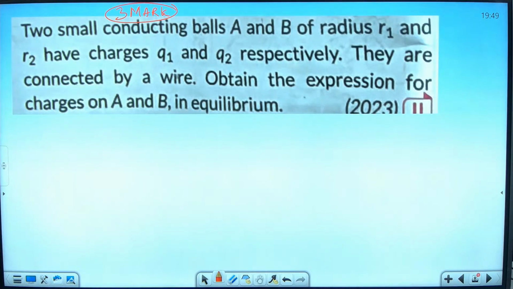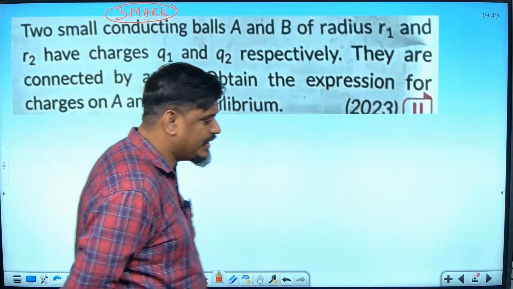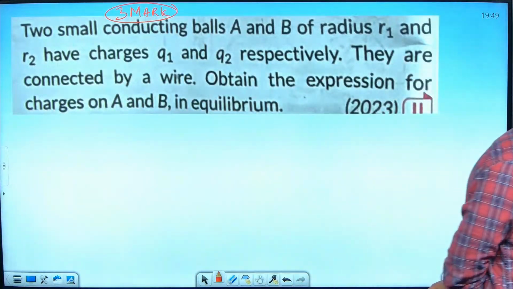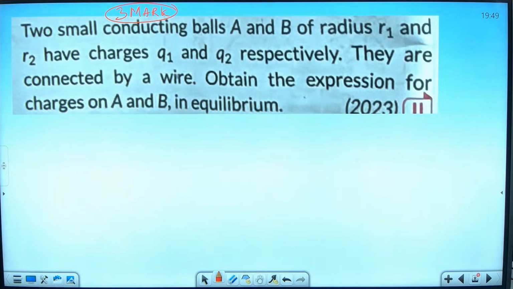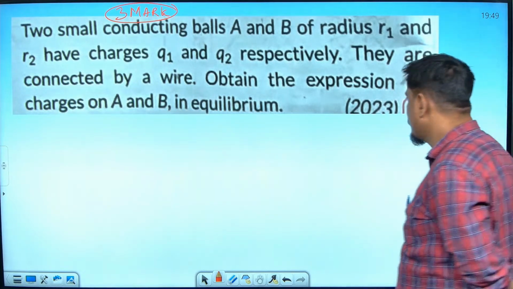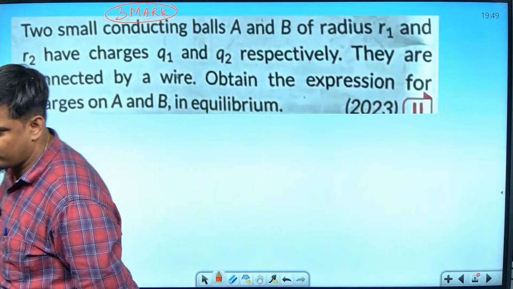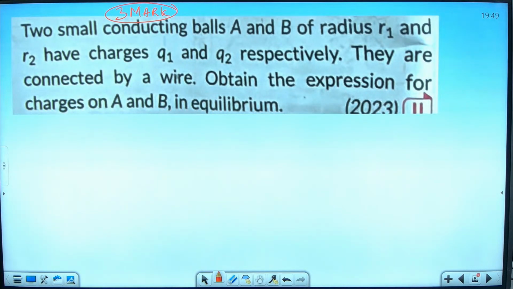Two small conducting balls A and B of radius R1 and R2 have charges Q1 and Q2 respectively. They are connected by a wire. Obtain the expression for charges on A and B in equilibrium. Give a try, give a try.